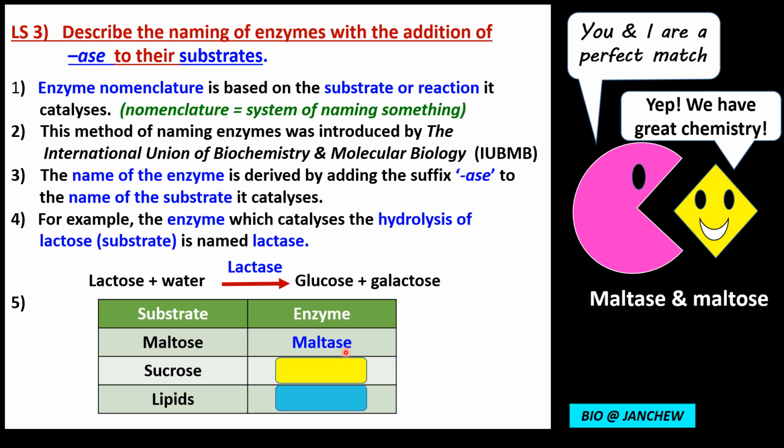What's the enzyme for sucrose? Sucrase. What is the enzyme for lipids? Lipase. Okay? In this case, you remove the IDS or ID and put ASE at the back. So if you ever see a substance with a name that ends with ASE, it's very likely that it is an enzyme in the body. Okay, an enzyme that speeds up the rate of biochemical reactions.